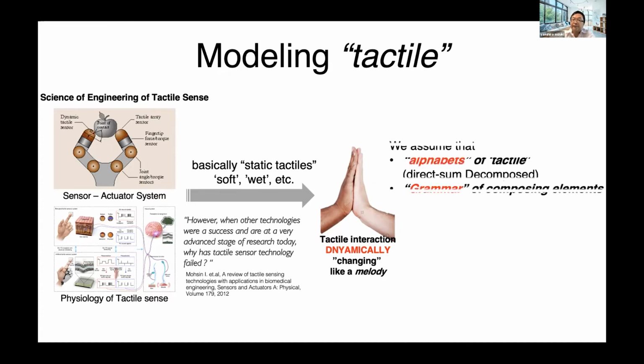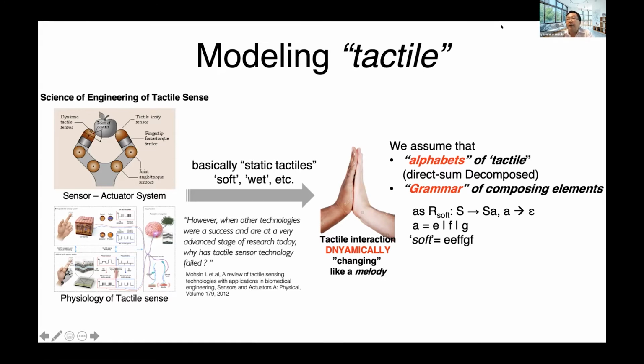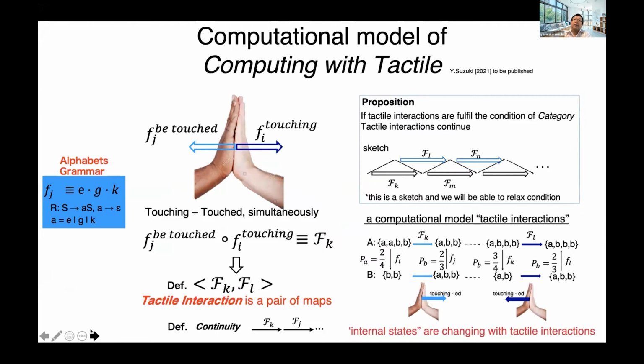So I assume that tactile communication will be delivered with an alphabet of tactile. And probably there is a grammar of composing the alphabet. So we need an abstract alphabet in tactile communication, and also a grammar to compose the alphabet. So I formalize the tactile interaction. This is an alphabet, and the alphabet creates a kind of words of tactile communication. Here is the grammar.